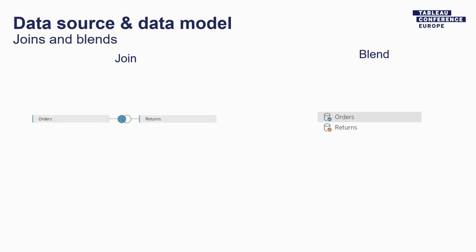So let's have a look at a real-life example and how this translates to performance recording. On the left, we have a data model. We have an orders table from Superstore. We have a left join to returns. On the right, we don't have a data model, but we have two separate data sources. The blue check mark indicates orders is our primary data source, and the orange one indicates returns is our secondary data source. So now imagine we have a dashboard, we interact with this, it's based on this data.